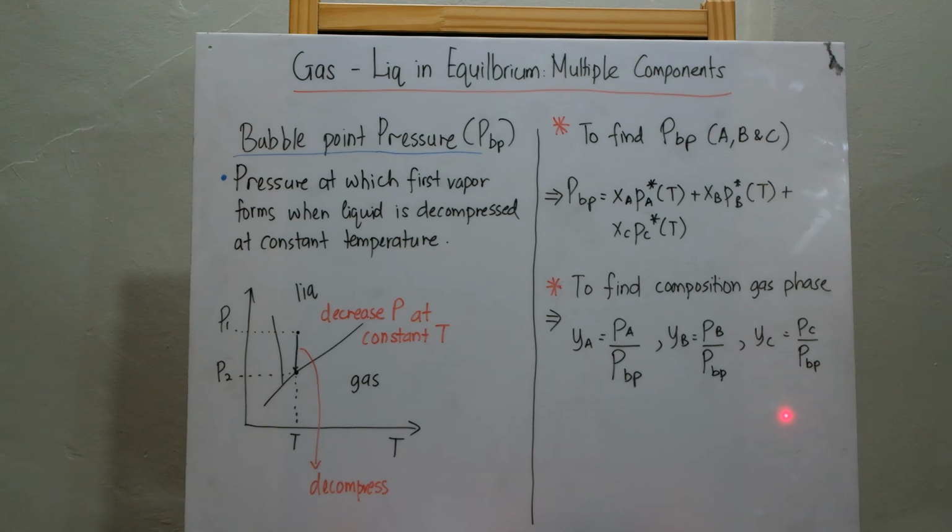So we'll go to the next part, which is part 5. We will look into dew point temperature and also dew point pressure for a multi-component system.